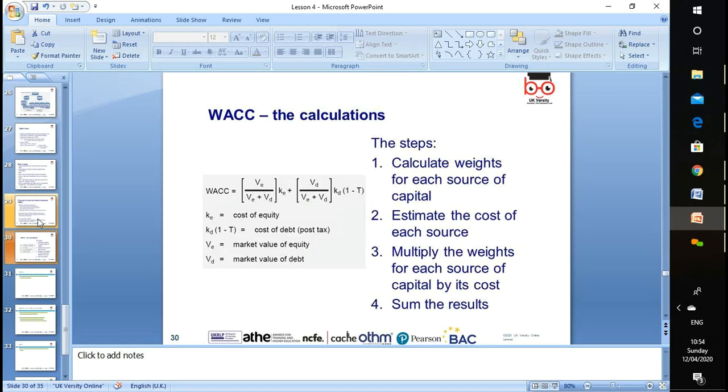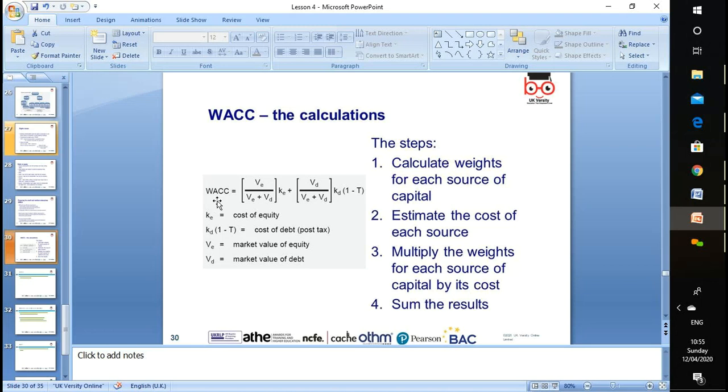Okay, next, when you decide the sources of finance, it is always good to calculate the weighted average cost of capital. So calculate the weighting of each source of capital. Estimate the cost of each source, multiply the weighting of each source of capital by its cost, and take the sum of the average. So the weighted average cost of equity plus debt, the cost of debt, and we also need to keep in mind the tax saving.